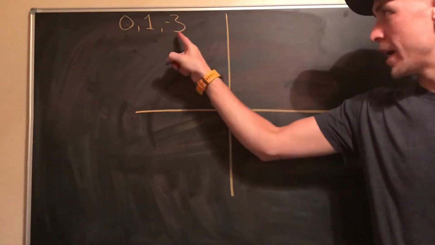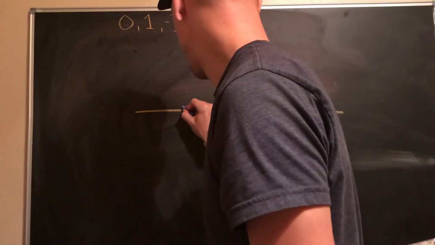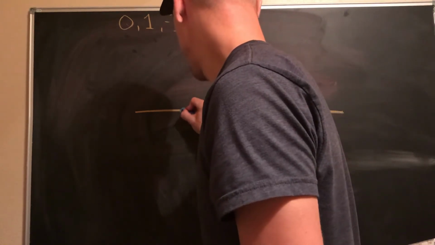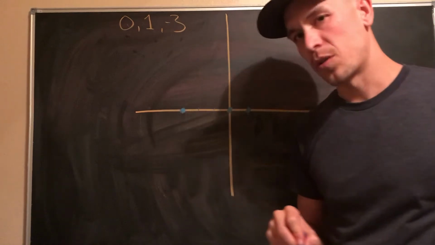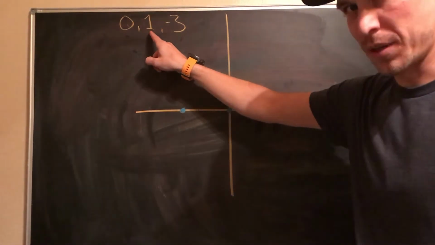And then we have one at -3. So I'm going to go over to -3. 1, 2, 3. And we're going to put a big circle right there. Now, remember, I said that this one is special. This one is a double, okay?